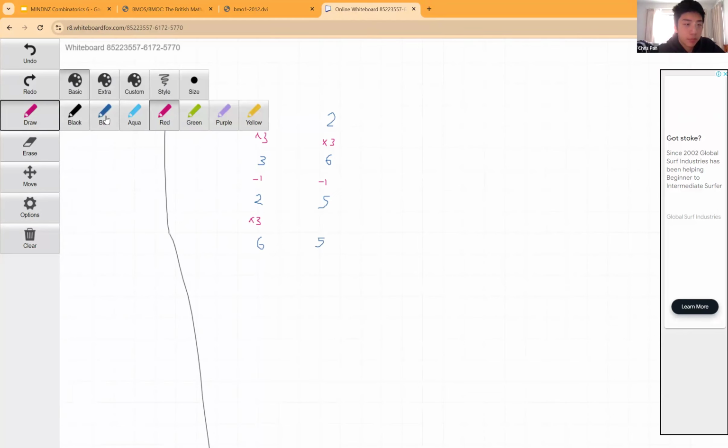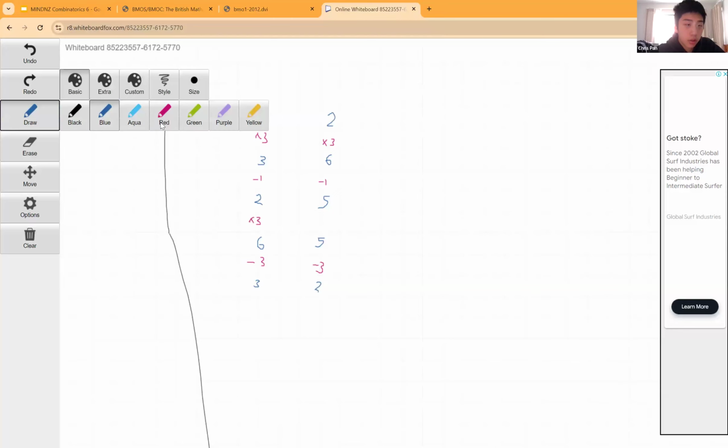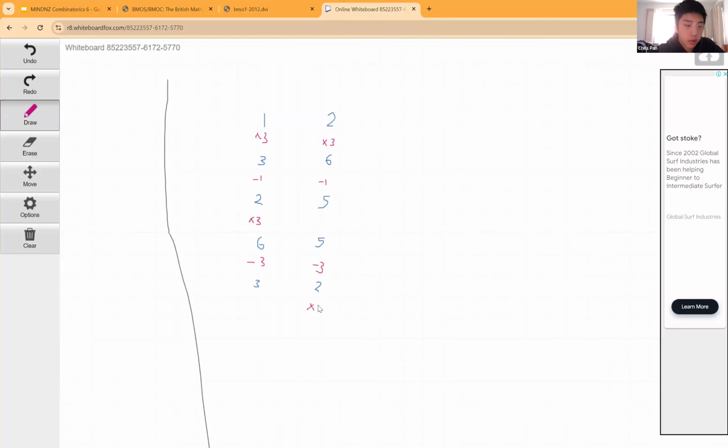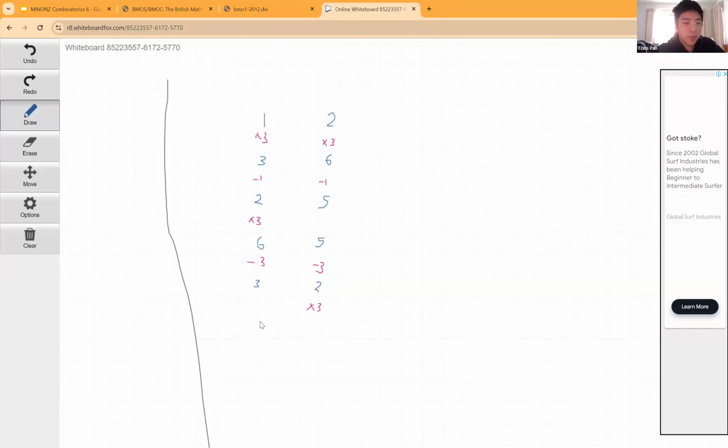Maybe we can try subtracting 3 from both sides, I guess. I don't really know. But if we do this, look, we're back at 3 and 6, which is right here. So it feels like we're going around in circles, and if you try doing this a bunch of times, it's never gonna work.